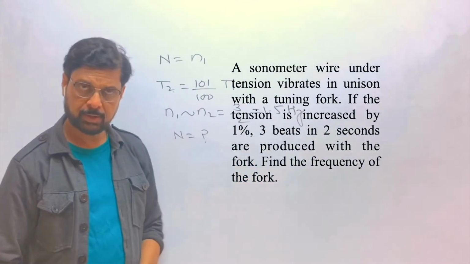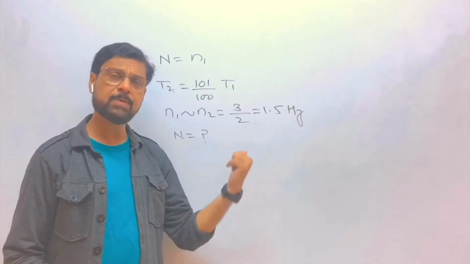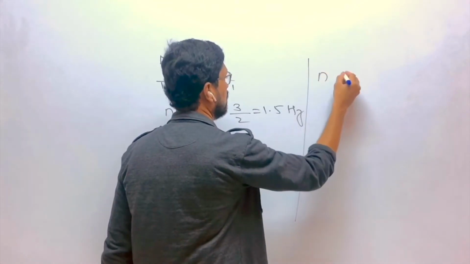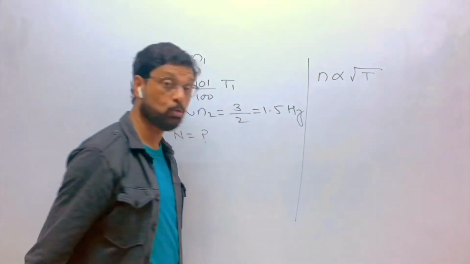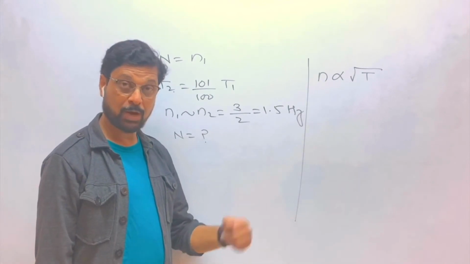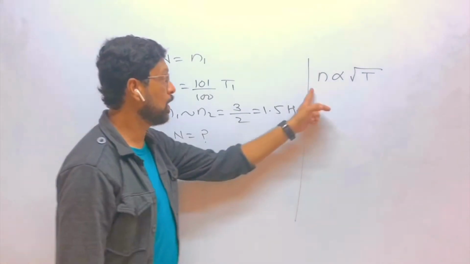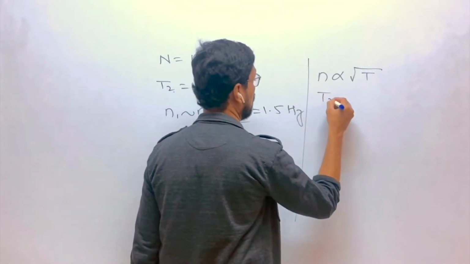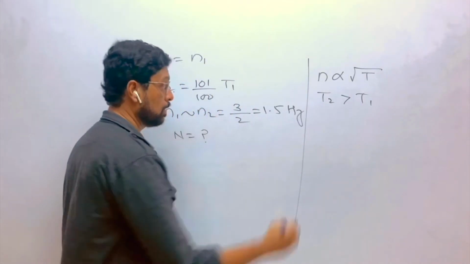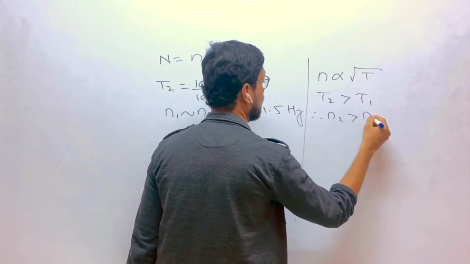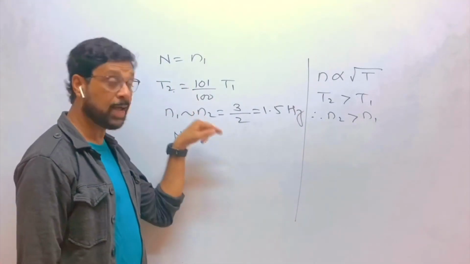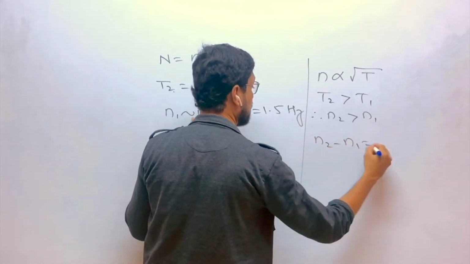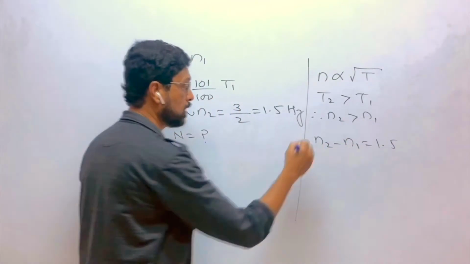Very very simple. लेंथ चेंज किए थे हमने, अब यहाँ पर लेंथ कांस्टेंट रखी है और टेंशन चेंज किया हुआ है. So n is directly proportional to root t. n is equal to 1 upon 2l under root t by m. So n is directly proportional to root t. T2 is greater than T1. Therefore n2 is greater than n1. टेंशन बढ़ गया मतलब फ्रीक्वेंसी बढ़ गई. Means this is n2 minus n1 is equal to 1.5.